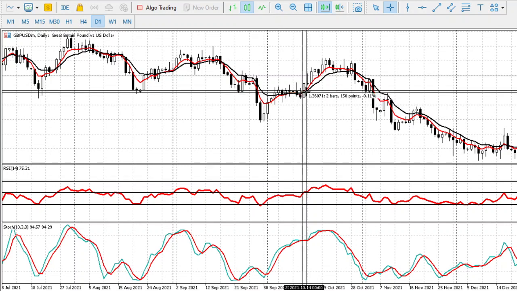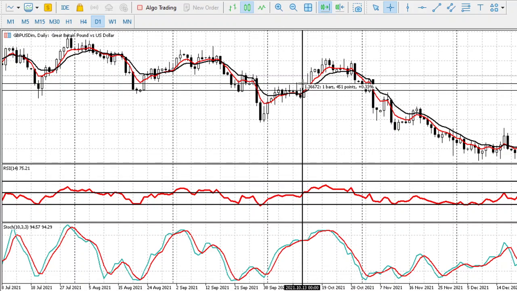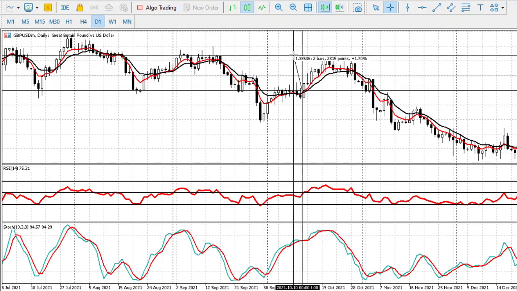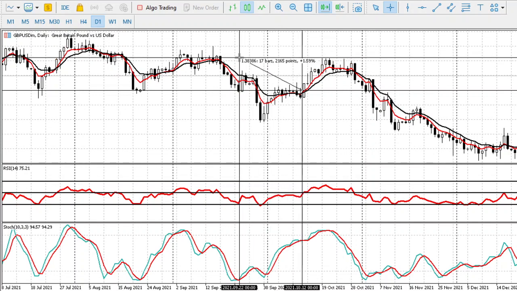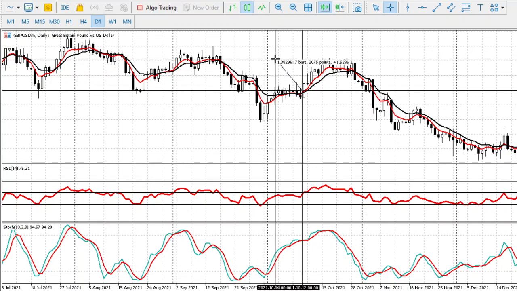So let's assume you entered here, then your take profit 1 should be at the previous resistance, which was here, as you can see, and it was also hit, this previous resistance. The take profit would have been hit after how many days? 1, 2, 3, 4, 5, 6, 7. Imagine, after 7 trading days, your take profit would have been hit.